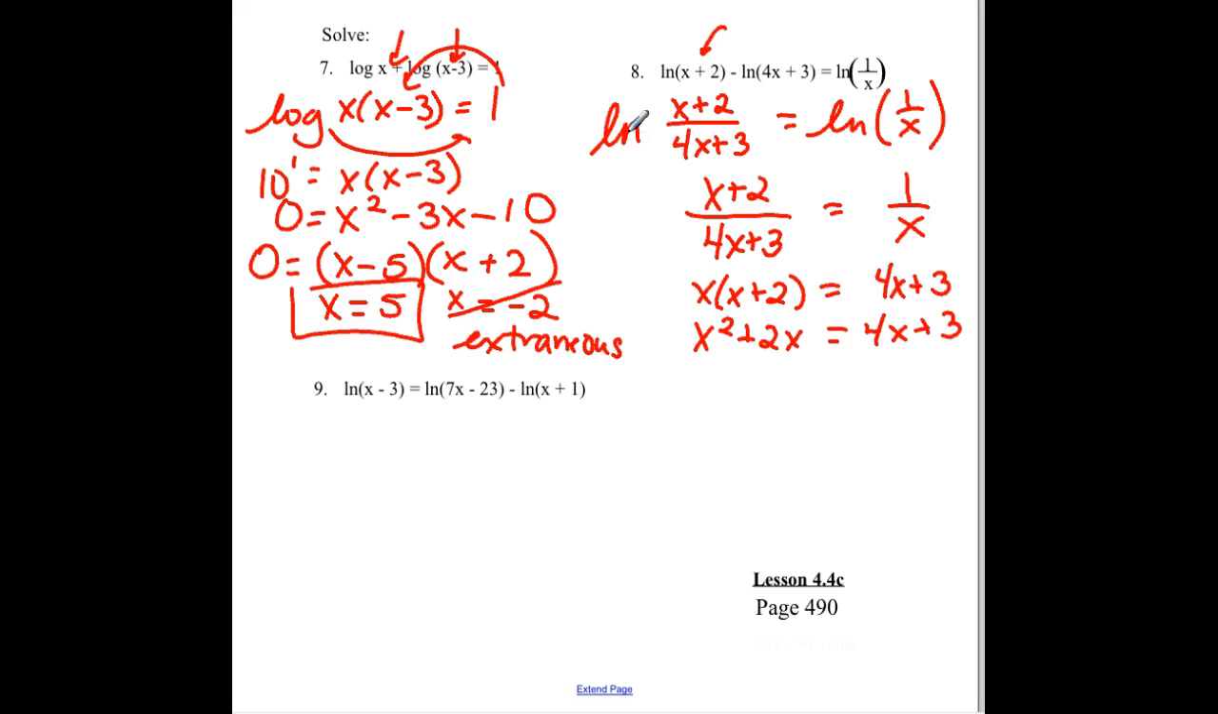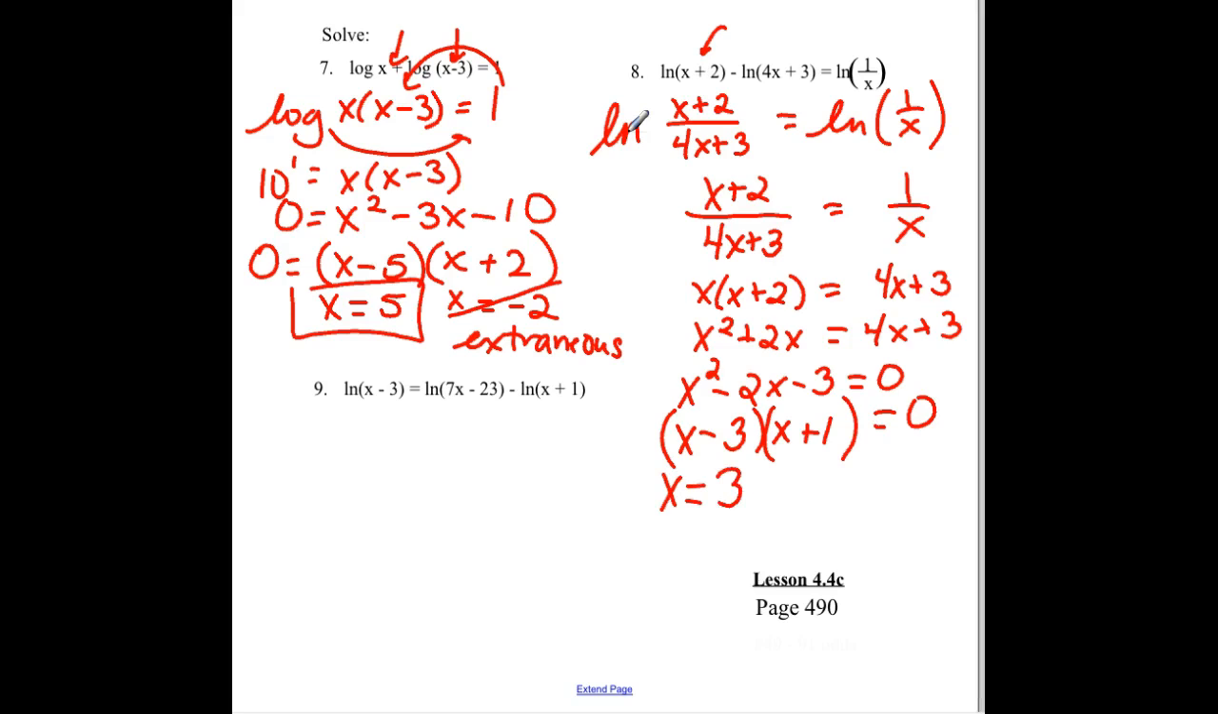Have we created a quadratic equation? Do we have an x squared in there? Okay, so then we want to get everything to one side so we can factor it. Subtracting 4x is going to leave me a negative 2x, and then subtracting 3, and we factor it. Okay, so possible solutions, x could be 3 or negative 1.